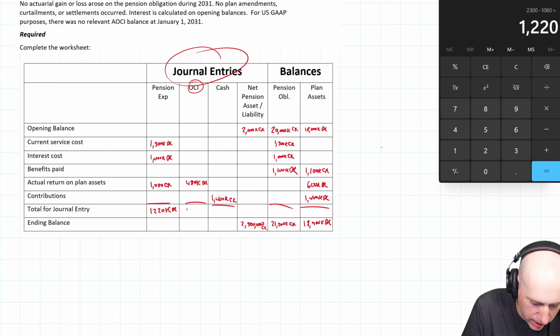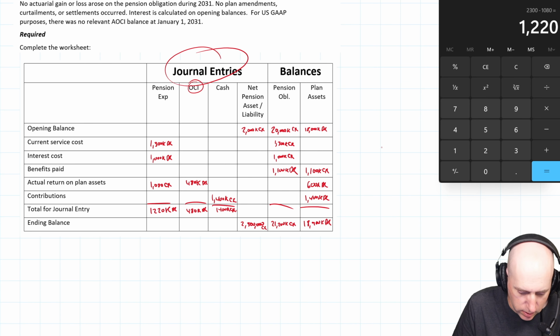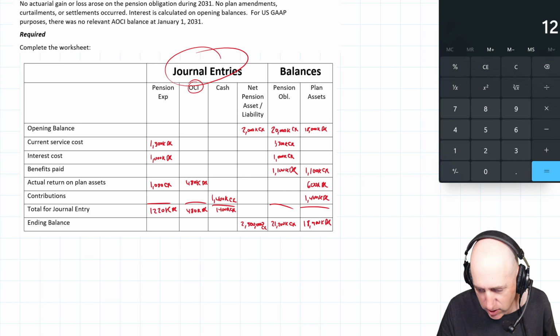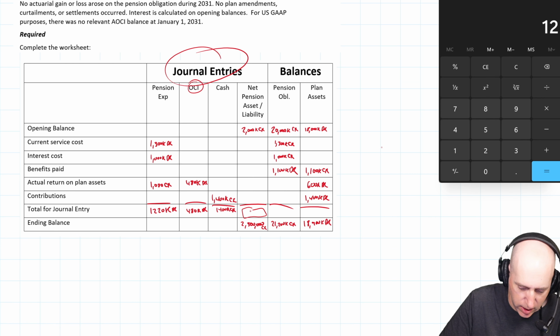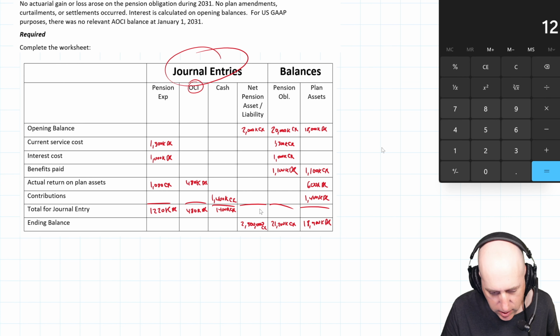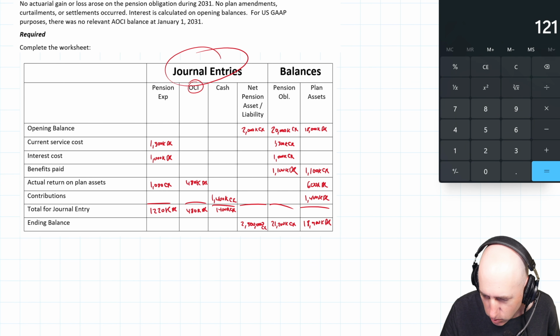Our OCI is a debit of 480. Our cash is a credit of 1.4 million. And so what do we do here? Well, 1220, it's just debits got to equal credits. The balance goes to pension asset liability. In this case, it was a pension liability.